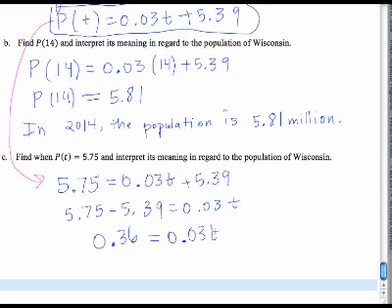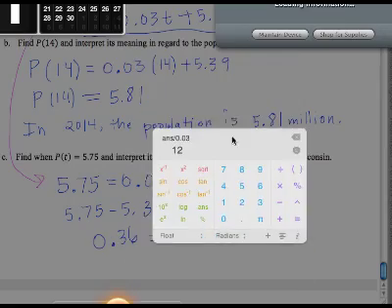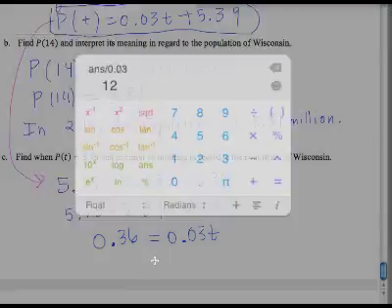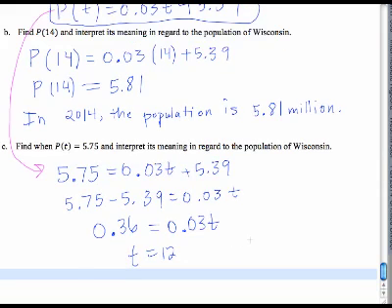And then if we divide both sides by 0.03, we get 12. t equals 12. So that means in year 2012, the population was 5.75 million.